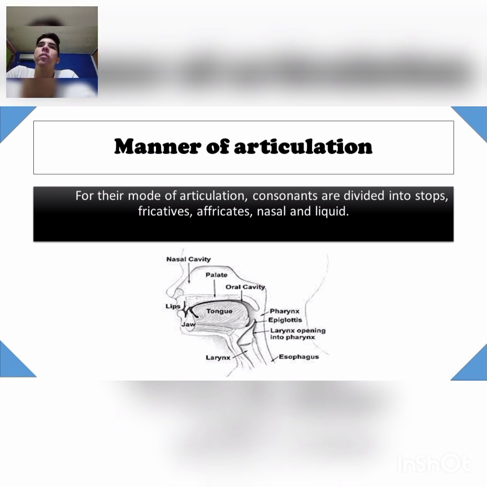Manner of articulation. For the manner of articulation, consonants are divided into stop, fricative, affricate, nasal, and liquid. A stop consonant, from the Latin occlusion, is a complete closure of the vocal channel of articulation. They are produced by making a total closure of the oral tract. In this way, the column of air comes to a complete stop at a given place and time. P, T, B, D, G.